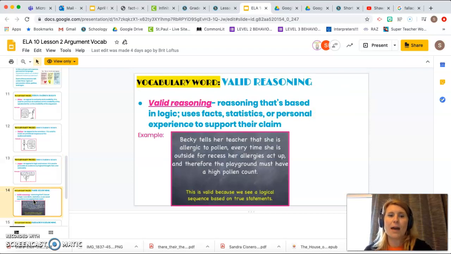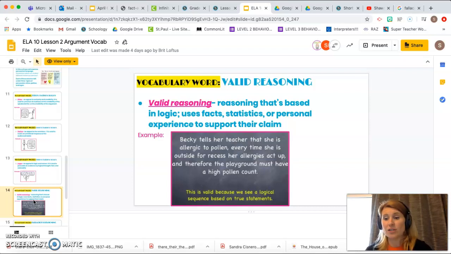All right, now we have valid reasoning. Valid reasoning is reasoning that's based in logic. It uses facts, statistics, or personal experience to support the claim. So here is the example. Becky tells her teacher that she's allergic to pollen. Every time she's outside for recess, her allergies act up, and therefore the playground must have a high pollen count.